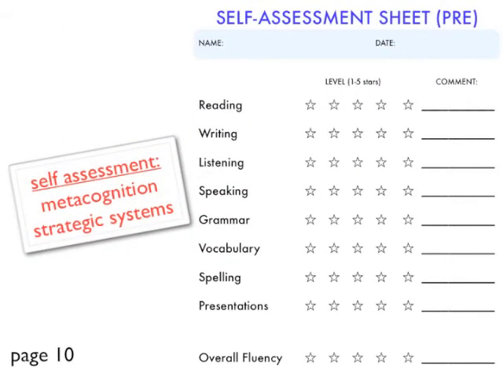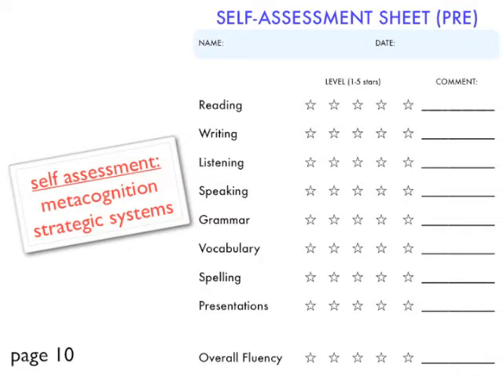Before the actual learning begins, we have the students go through a bit of self-assessment. Now this is actually very important. Let's take a look. I have a self-assessment sheet on page 10. The students go through this sheet. They look at reading, writing, listening, and then they give themselves these levels. They write these graphs out over these stars.